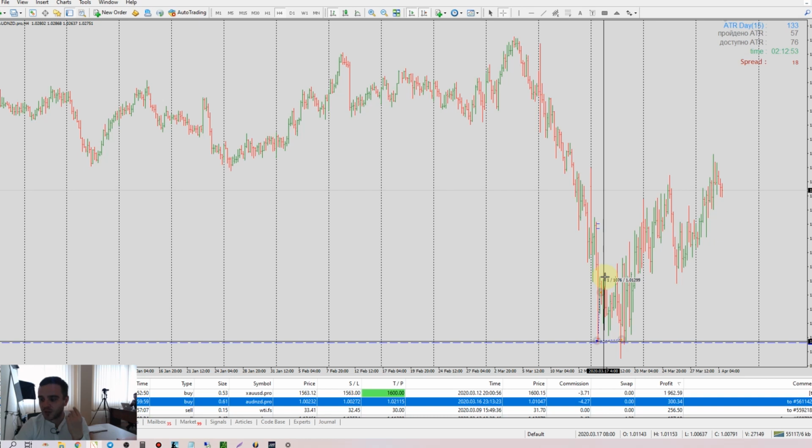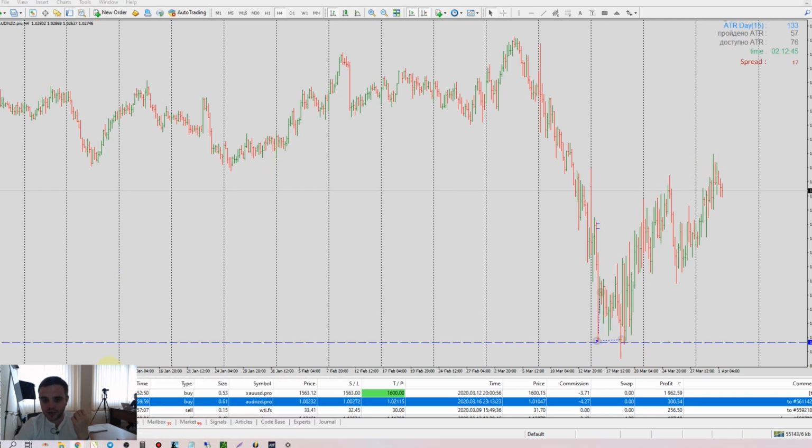First reaction was 100 pips bounce. Yes, after that really low, but after that, take a look, 300 pips bounce. That's why friends, it's awesome to trade this strategy.